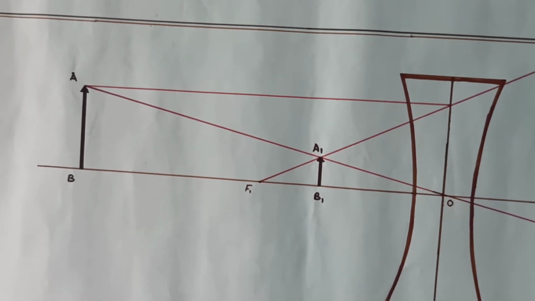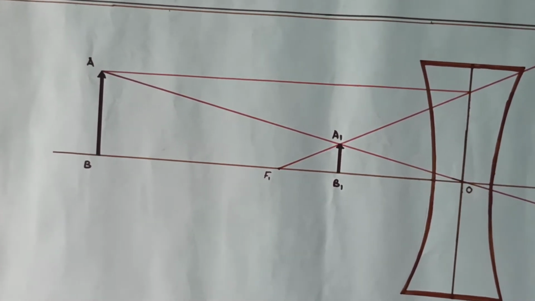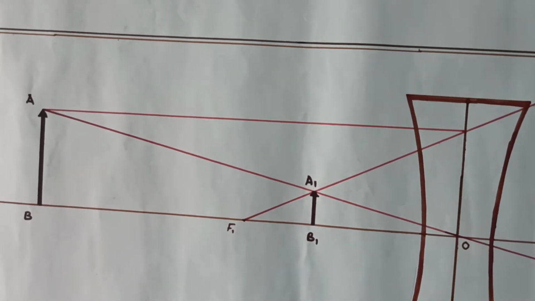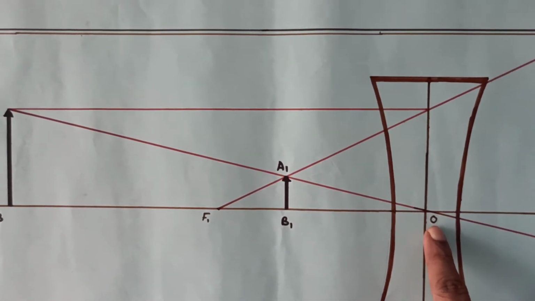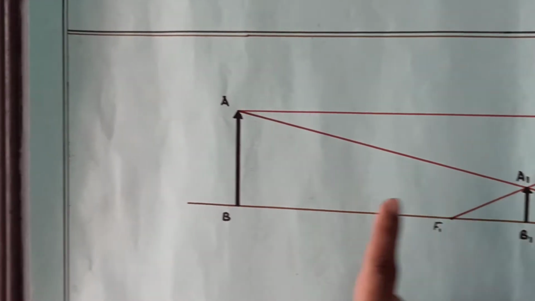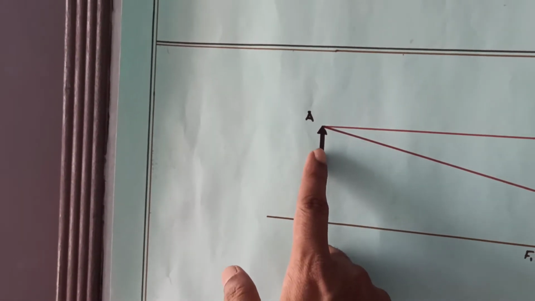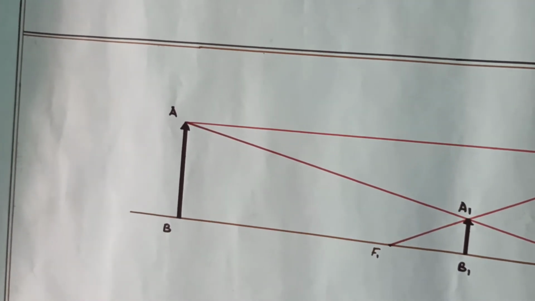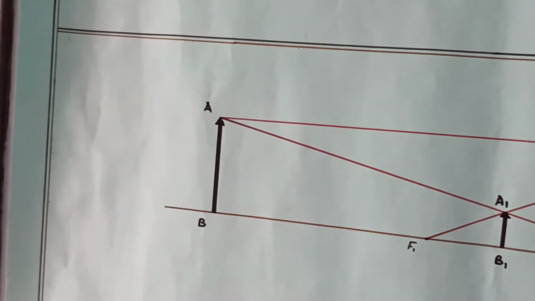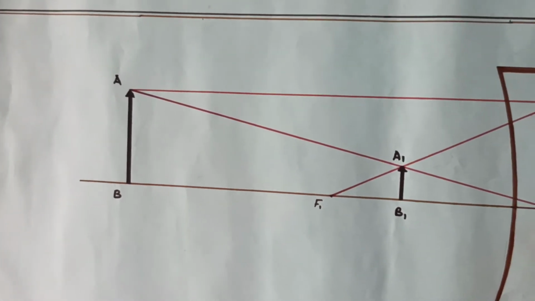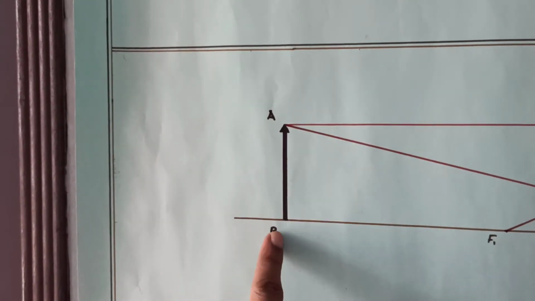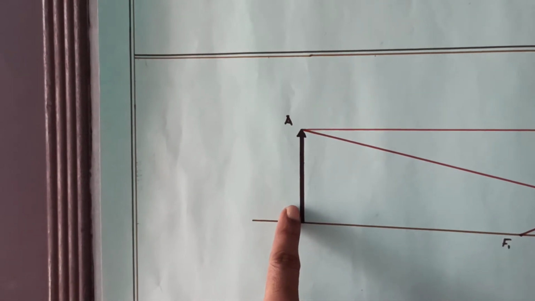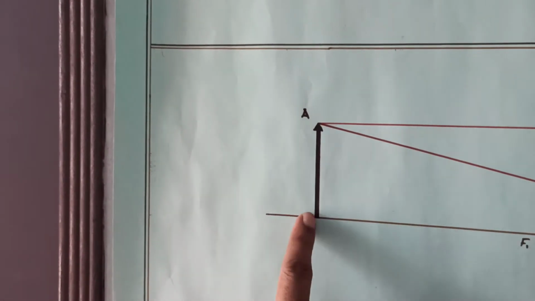Now let us first see the position of the object. The object is placed between infinity and the optical center. This is the optical center, and infinity means very far, but we have drawn it here not so far, like what we discussed in point 1, that is at infinity. Here it is between infinity and optical center. So this object is placed at this point, and we have drawn this position of the object, that is AB.